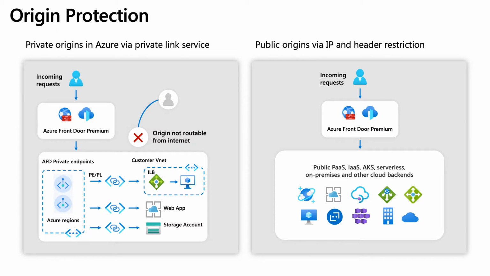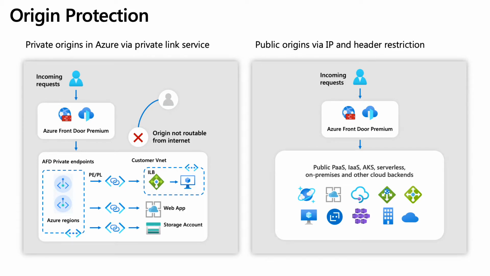The origins in private space can be virtual machines, IaaS based. It can also be PaaS services, for example, a web app or storage account in Azure. You can connect to those applications also through private link services. Of course, your origins can be in public space, can be hosted in Azure or on-premises. It could also be hosted in other clouds.